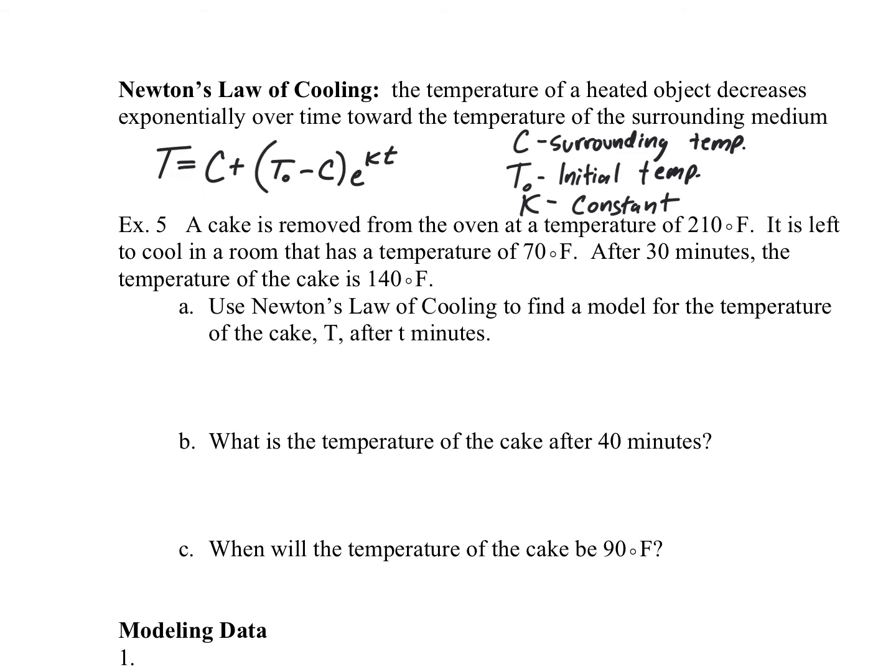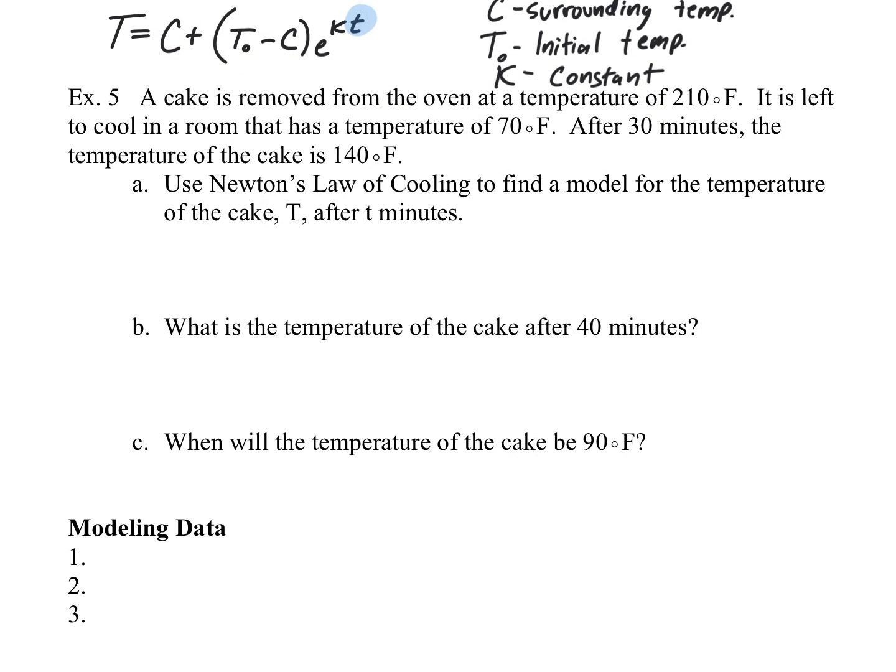So this is still an exponential model since we have our input, time, as part of our exponent. So let's look at an example together. They tell us that a cake is removed from the oven at a temperature of 210 degrees. So that would be our initial temperature, right? So we would set up our formula with that.